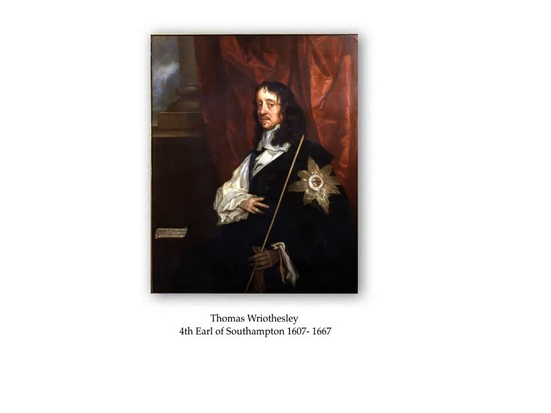This is Thomas Wriothesley, 4th Earl of Southampton, the surviving son and heir of Henry. He lived at the family seat in Titchfield near Southampton and in central London, where he rose to the position of Lord High Treasurer.